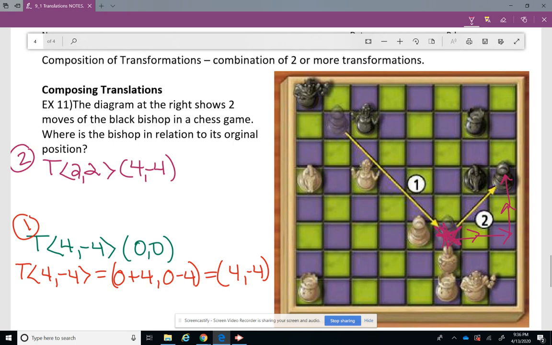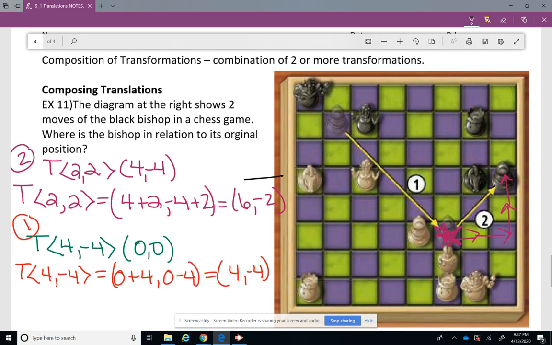All right, so I'm going to translate 2 to my right and 2 up. So I'm going to take 4, I'm going to add 2 to it. I'm going to take -4, I'm going to add 2 to it and see where I end up. So 4 plus 2 is 6, and -4 plus 2 is -2, and that is my answer. They said, where's the bishop in relation to its original position? That is where the bishop is now. Pretty interesting, right? Chess game.